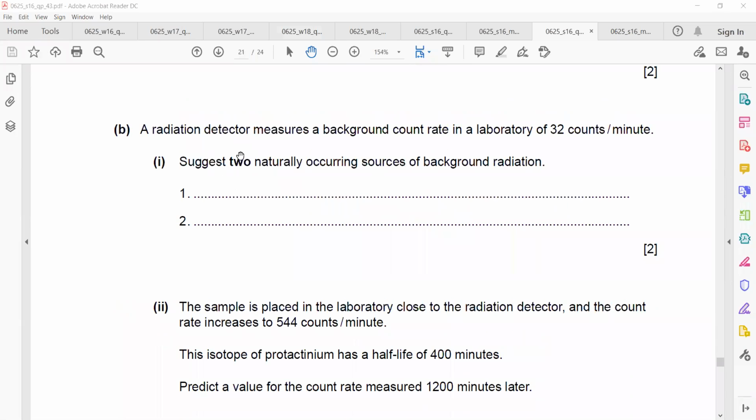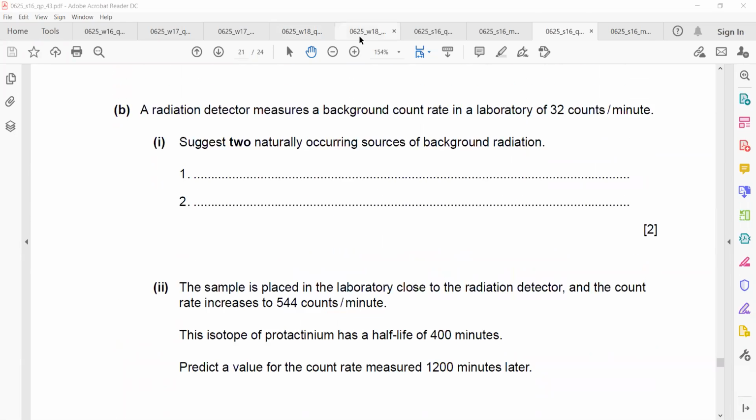The radiation detector measures the background radiation in the lab, and this background radiation is 32 counts per minute. Don't bother about this unit, because it is a unit for the radiation detector. It can be counts per minute, counts per second, counts per hour. The important thing is just the number. So 32 radiations are there from the background.